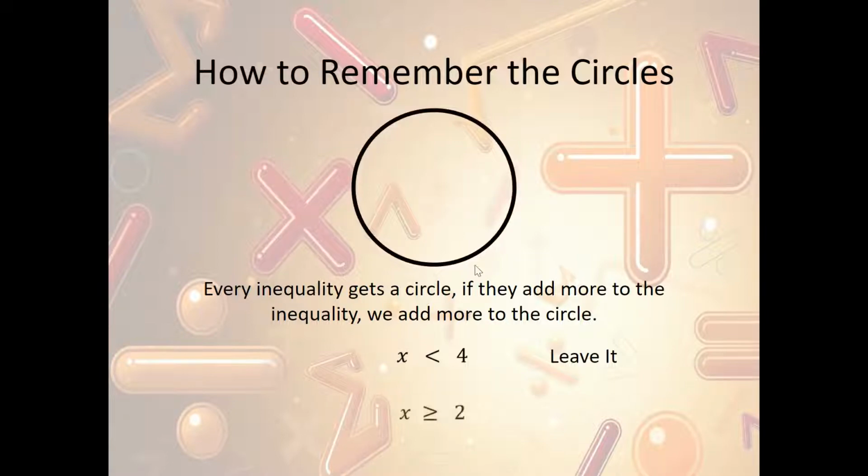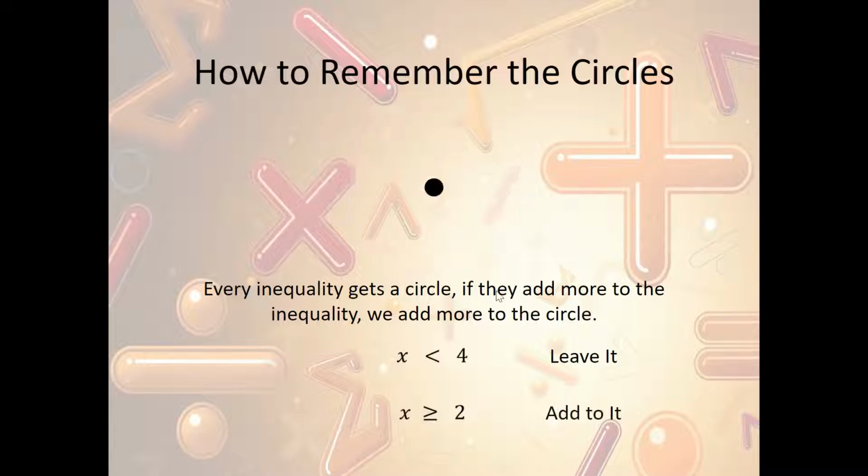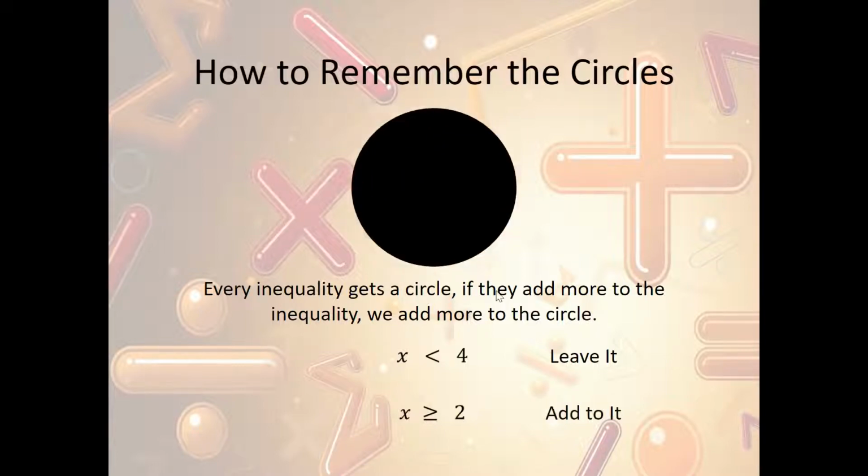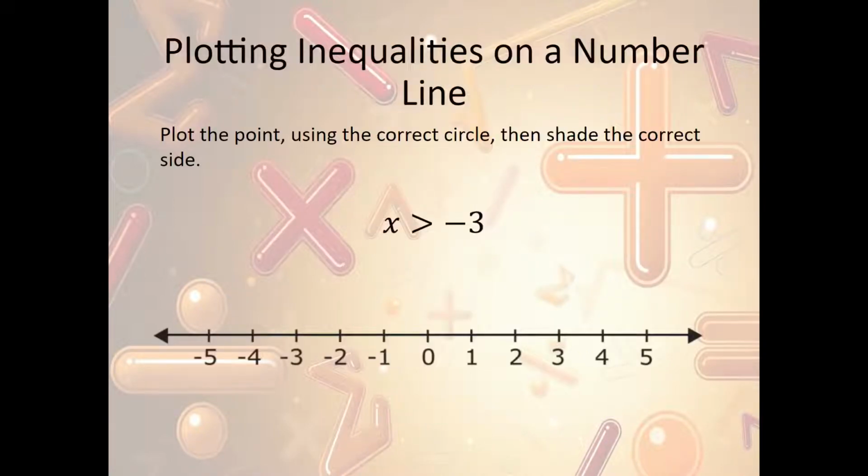Now, if they add something to it, for instance, this one says x is greater than or equal to 2, if they add the bar underneath, so if they add something extra, we add to it as well and shade the circle in. So now we know that if there's no bar, we leave it as an open circle. If there is a bar, if they add something extra, we add something extra also and fill it in. So let's look at how we plot these inequalities on a number line.